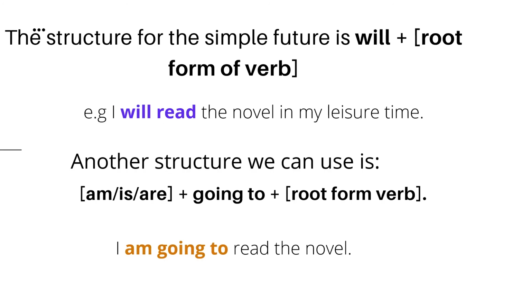It is will plus the root form of a verb. Example, I will read the novel in my leisure time. Another structure we can use is am or is or are plus going to plus the root form verb. Here's the example. I am going to read the novel.